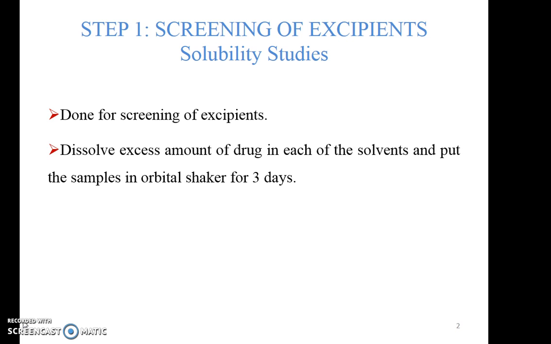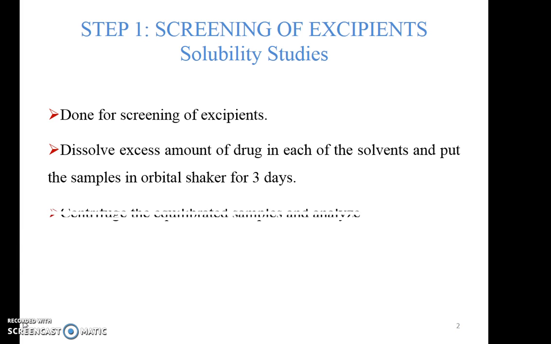For that, we take various types of oils, surfactants and co-surfactants. Among them, we need to choose the best oil, best surfactant and best co-surfactant. That we do with the help of solubility studies. For that, we take all the solvents and we add an excess amount of drug in each of the solvents, and we put the samples in an orbital shaker for 3 days at 25 degrees Celsius. That gives us a saturated solution of the drug in the solvent.